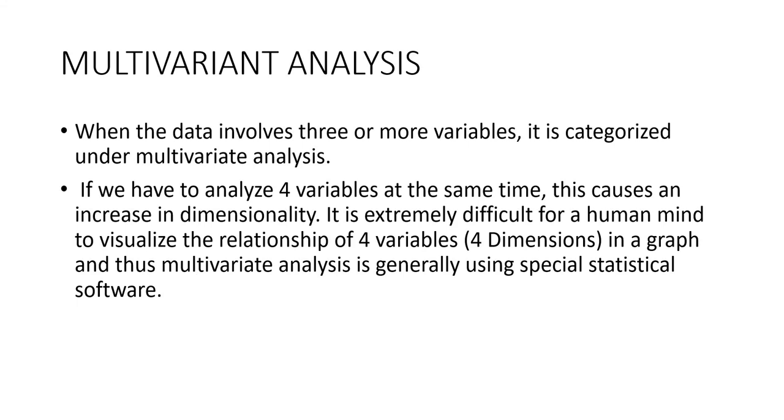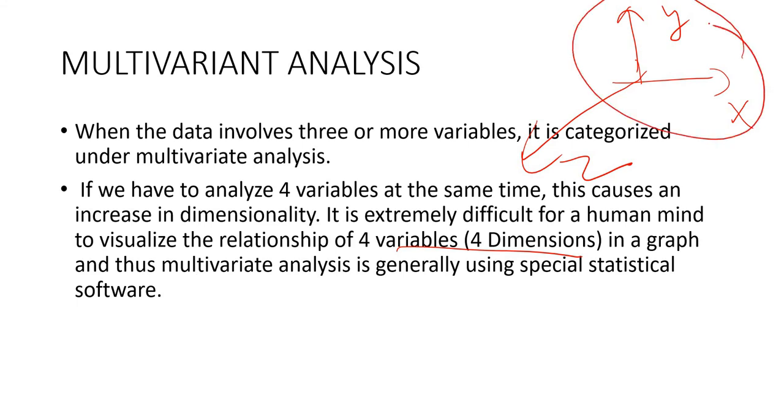If we have to analyze four variables at the same time, this causes an increase in dimensionality. It is extremely difficult for the human mind to visualize the relationship between four variables or four dimensions. It's difficult for us to digest four dimension or five dimension. We can easily understand x, this is two dimension, x and y. When z axis means three dimension, it's also fine. But it's difficult for us to understand more than that. Our brain can easily understand two dimension. So four dimension or five dimension, it is difficult to visualize using graphs.